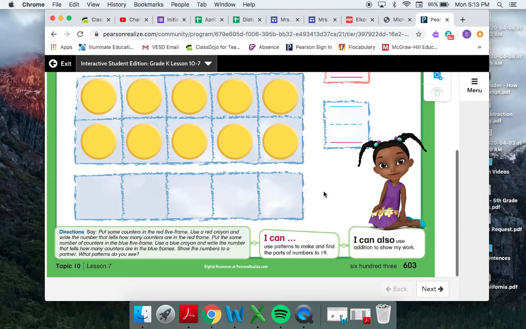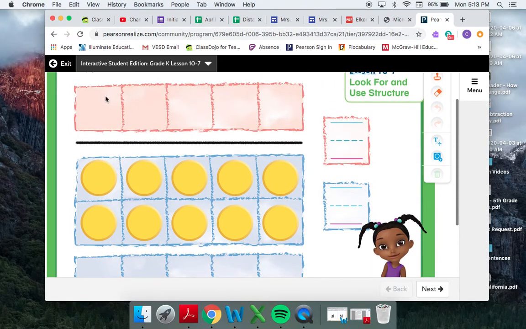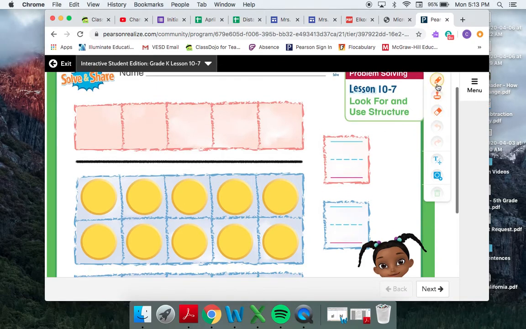We're going to use a red crayon and write the number that tells how many counters are in the red frame. Put the same number of counters in the blue 5 frame, use a blue crayon, and write the number that tells how many counters are in the blue frames. Okay, so the difference here is you have only one 5 frame to fill in. So we would go ahead and draw our counters. And again, when kiddos are doing this, it's always great to use objects on this page, but if you don't have any objects to use, you can always have them draw. So since we did 5 inside that 5 frame, we're going to write the number 5.